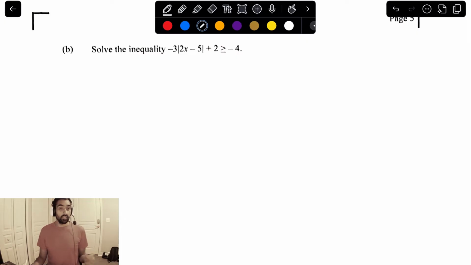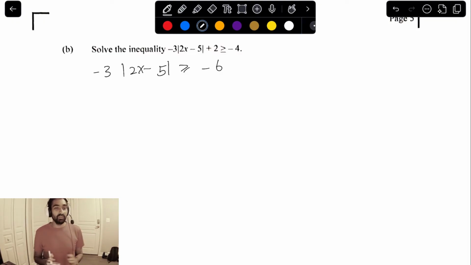Part B is a modulus inequality. It says we have to solve the inequality minus 3 times the absolute value of 2x minus 5, plus 2, is greater than or equal to minus 4. The first thing I like to do is isolate the modulus in an inequality like this. So the first thing I'll do is subtract 2 from both sides. So minus 3 times the absolute value of 2x minus 5 is greater than or equal to minus 6. The next thing that I want to do is divide by minus 3.